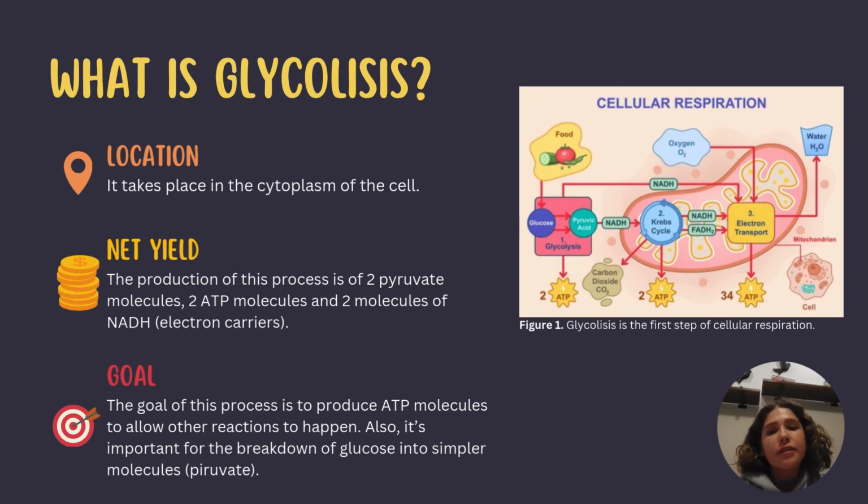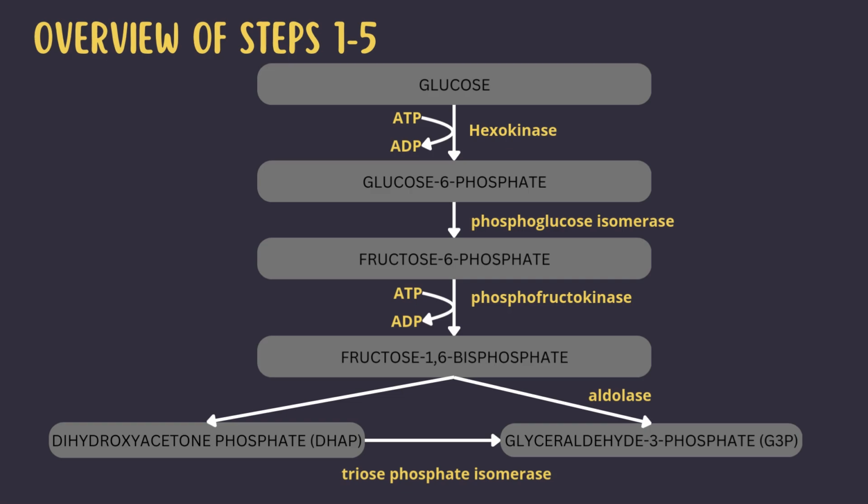The net yield of this process is two pyruvate molecules, two ATP molecules, and two molecules of NADH, which work as electron carriers.